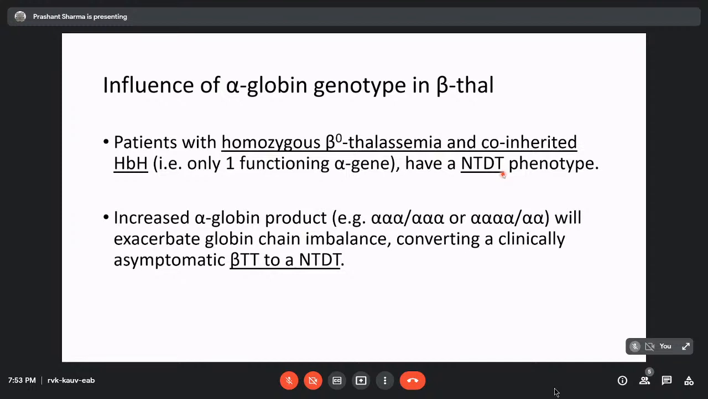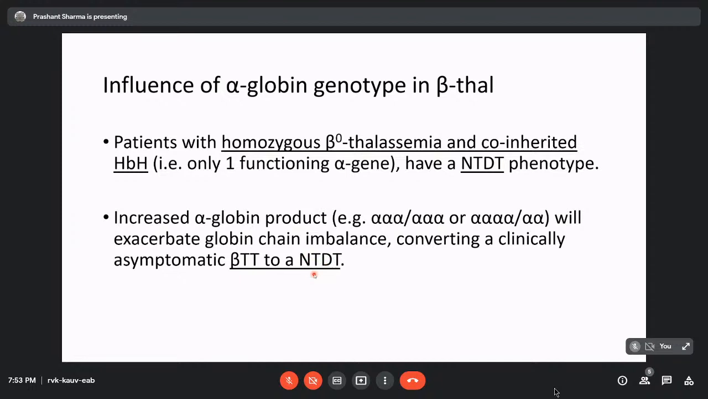These patients end up becoming thal intermedias or non-transfusion dependent thalassemia phenotypically, because they don't have that many alpha globin chains to now precipitate. On the other hand, if somebody is a beta thalassemia trait, but has inherited a defect where there is an increased alpha globin product. So again, it will be clear next time how sometimes the same deletions that can give rise to alpha thalassemia can give rise to triplicated or quadruplicated alpha globin genes in another allele. So if somebody inherits this sort of a genotype and has a beta thalassemia trait, they will become symptomatic. So they will usually end up behaving like a non-transfusion dependent thalassemia.